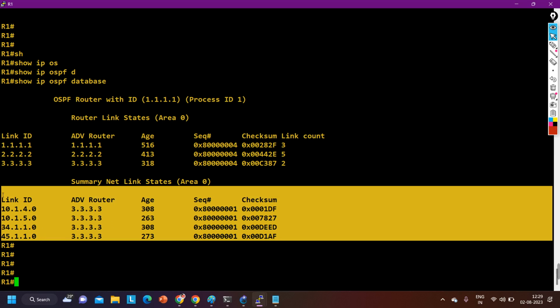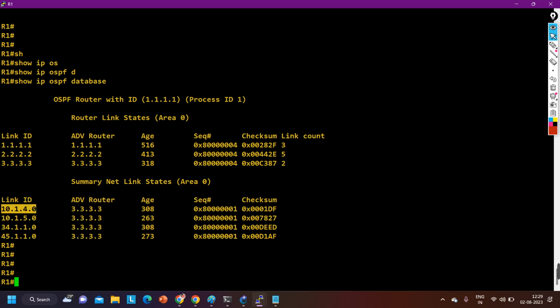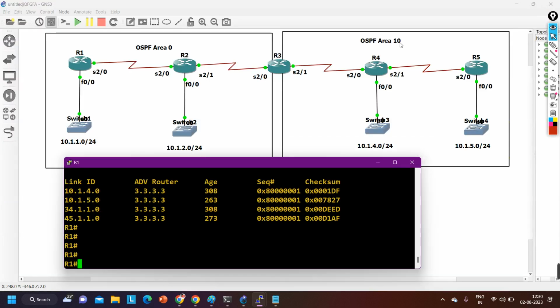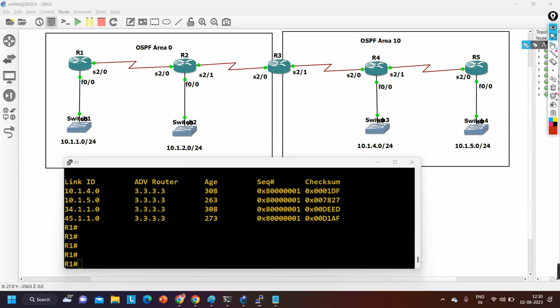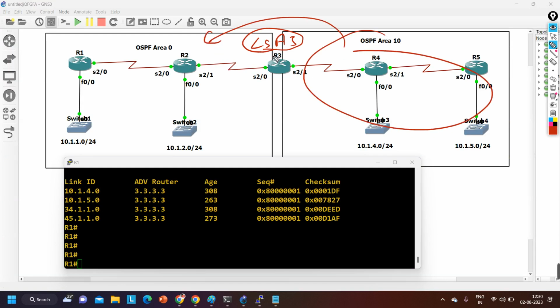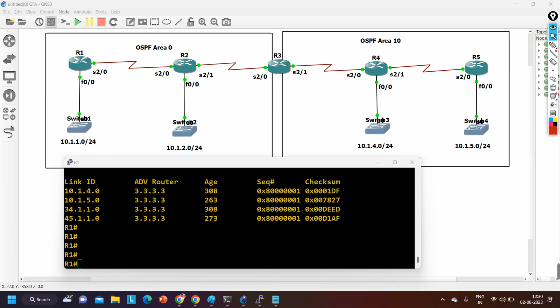And through LSA 3 it is sharing, you can see, 10.1.4.0, 10.1.5.0, the 34 network and the 45 network, all prefixes of area 10. Router 3 is generating LSA 3, and through LSA 3 it is sharing all prefixes of this area into this area. In the same way it is generating LSA 3 to share all prefixes of this area into that area. Done? Yes. Is it clear, guys?